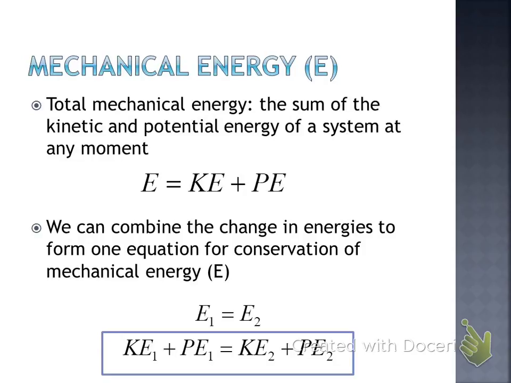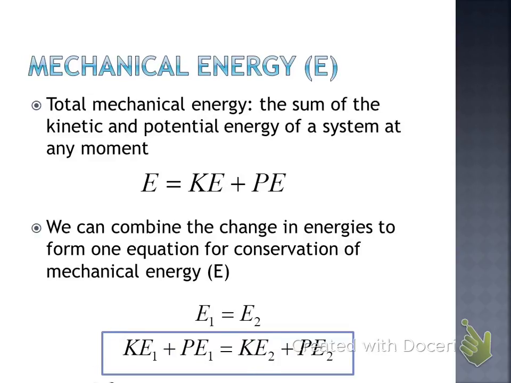So since we say there's no loss in energy during a change, right? If something happens, there should be no loss in the energy of the system. That would tell us that the energy at the beginning should equal the energy at the end, right? Or the energy at any second point.